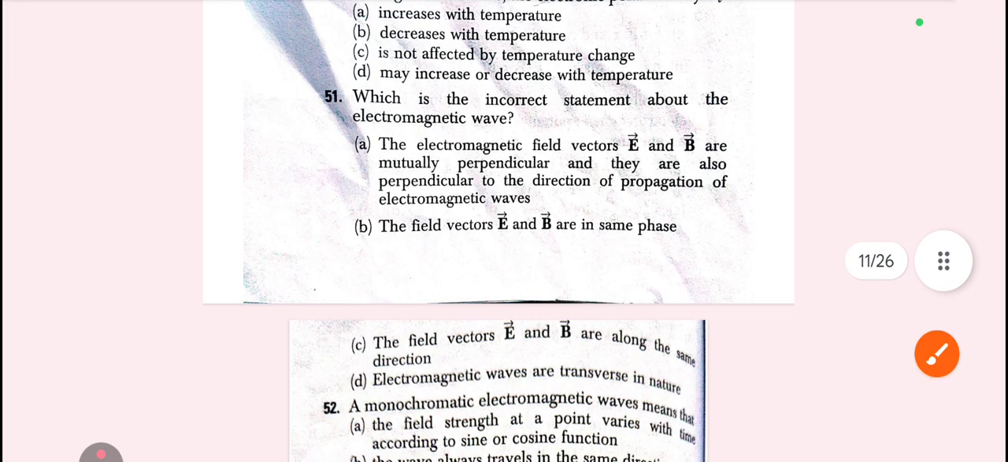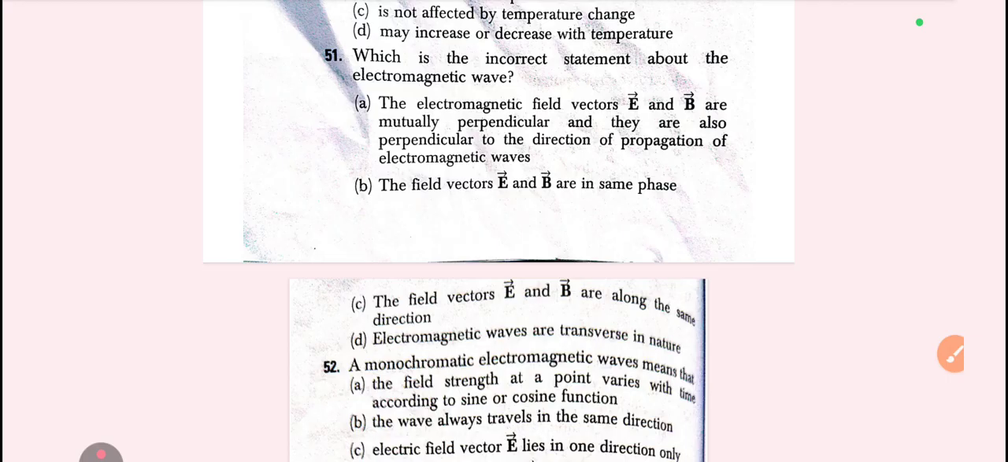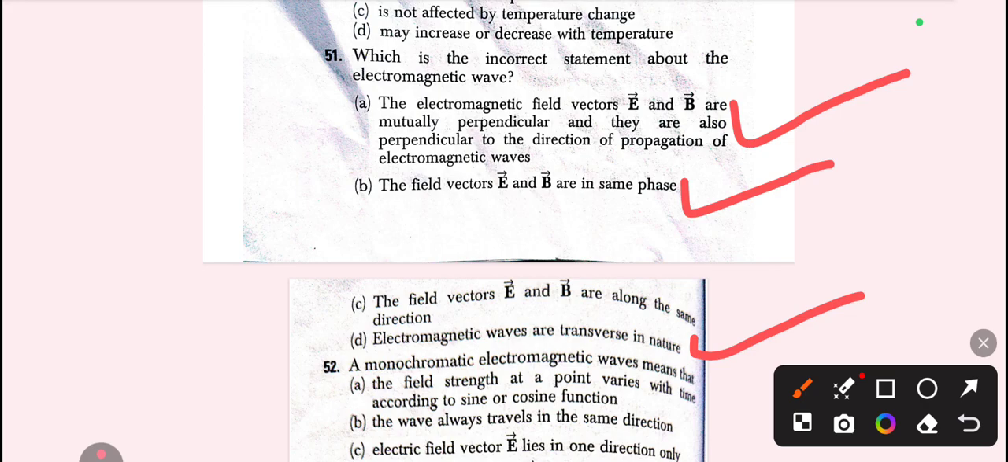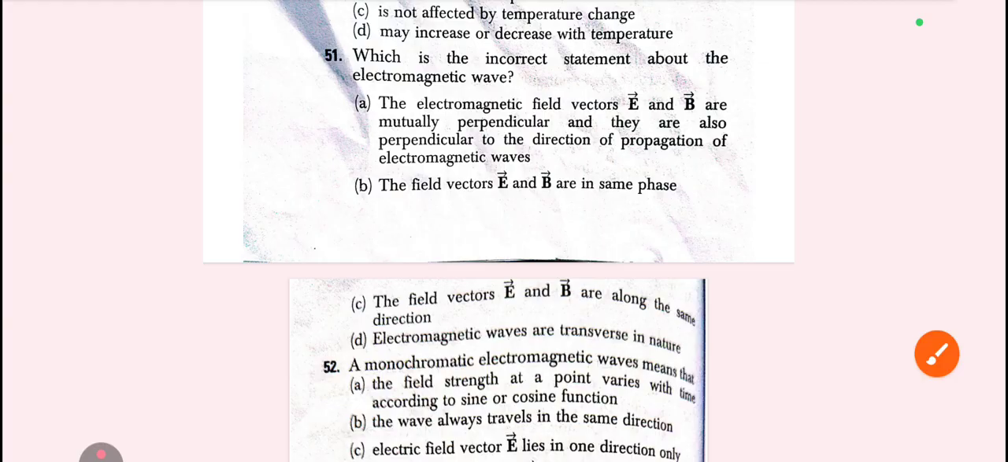We have question number 51. All the options are here. Look, option D, electromagnetic waves are transverse in nature. Yes, it is correct. The field vectors E and B are in the same phase. Yes, zero phase difference. The vectors E and B are mutually perpendicular and also perpendicular to the direction of propagation. Yes, it is also correct. The only incorrect option is C. Hence, the right option for this question is C.